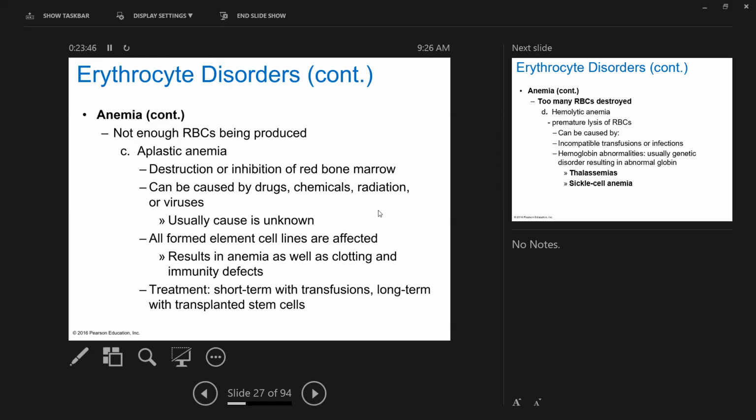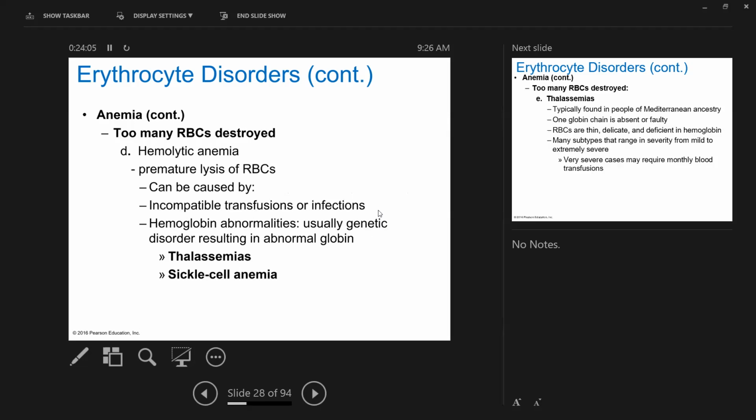And whenever you transfuse an individual repeatedly, you run the risk of some sort of infection occurring, usually at the site where you have the port going in for transfusing blood coming in. So that is aplastic anemia.